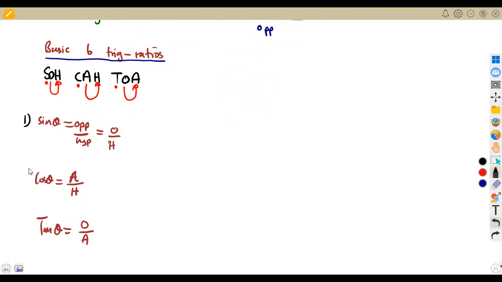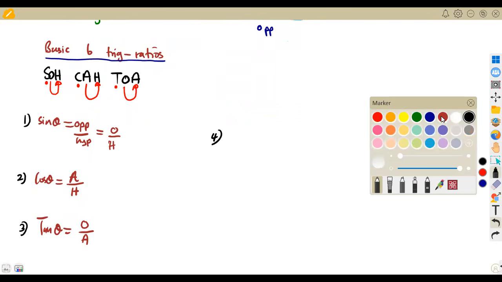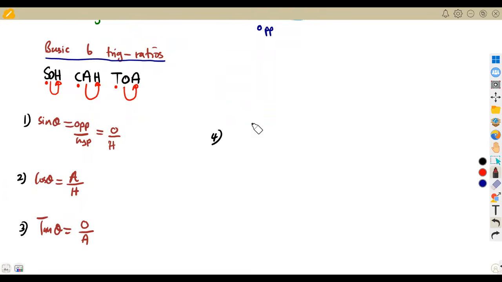All right, then from these 3 ratios that we have here, if we are to divide each and every ratio by 1, let us see what is going to happen. We divide 1 by the sine of theta, that's 1 over the sine of theta. We are going to obtain cosec theta. All right, the same thing for cos. If we are to divide 1 over the cosine of theta, we are going to have the sec this time. So 1 over the cosine of theta is equal to sec theta.